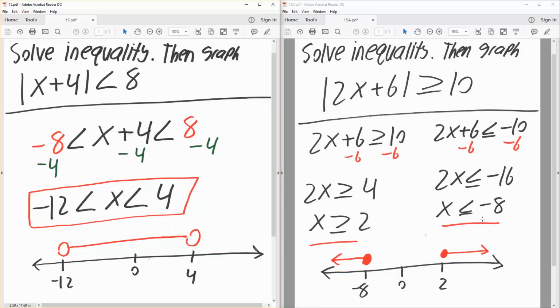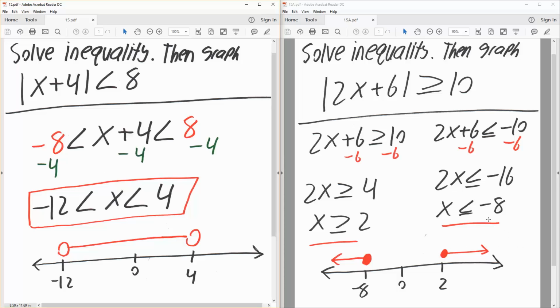So x is less than or equal to negative 8. So we'll have a filled circle at negative 8. And the arrow would go this way because x is less than or equal to it. And now we'll do 2. So at 2, x is greater than or equal to 2. So it includes 2. And the arrow would go this way.